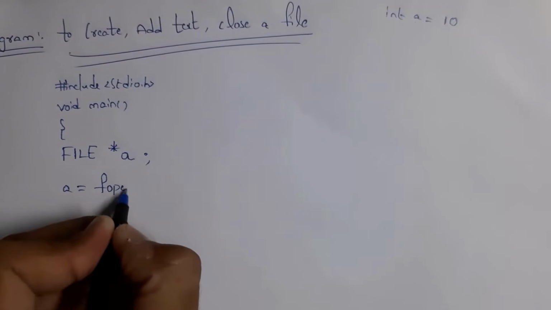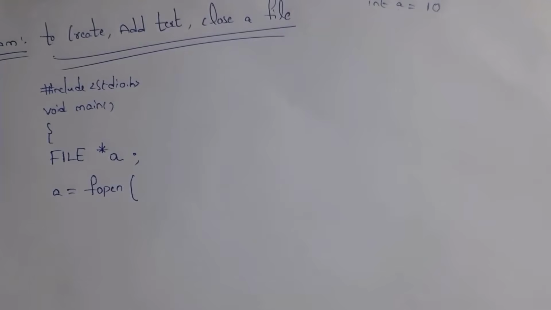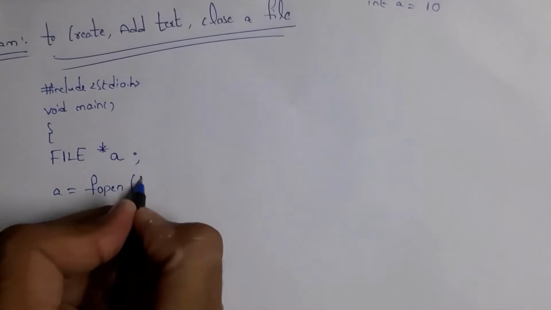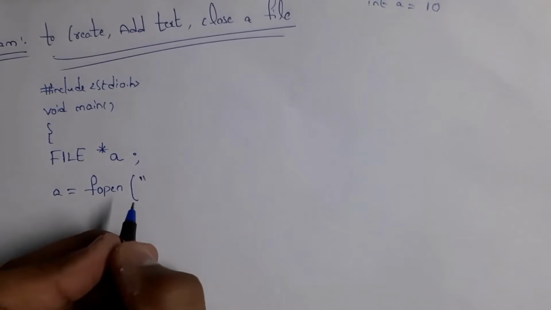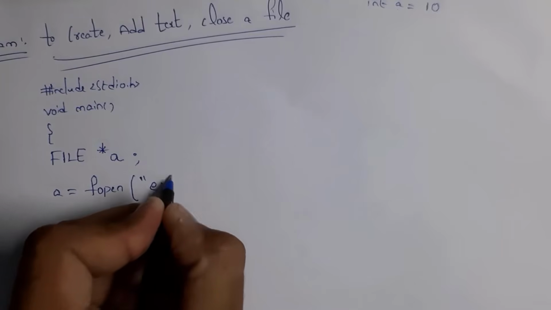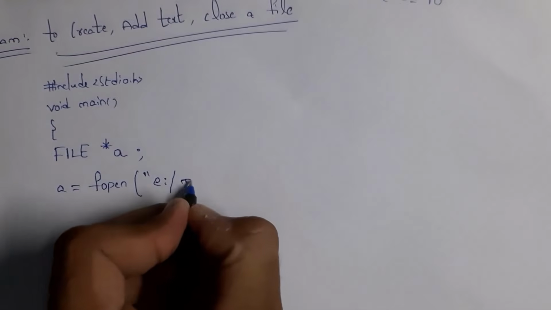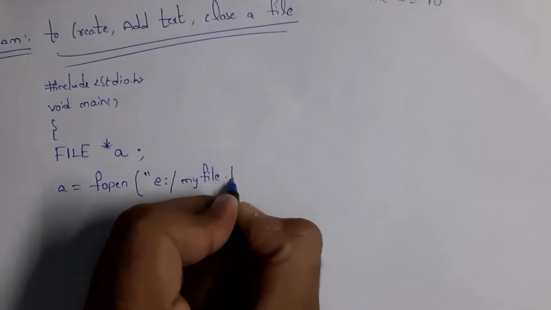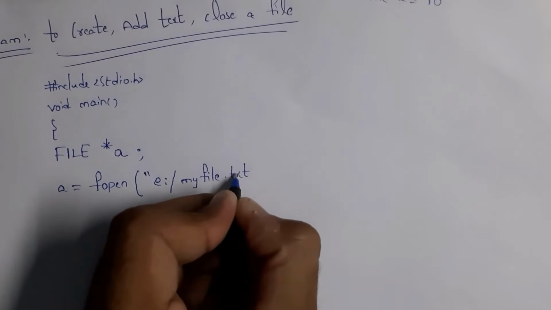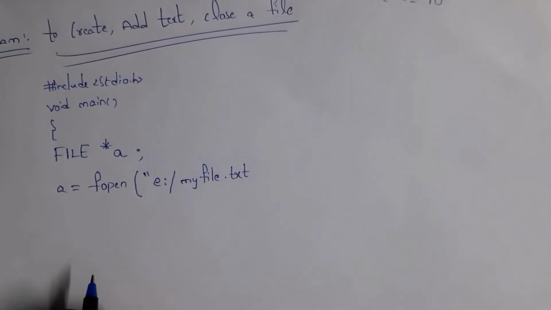I already said before, by using the fopen function we can create a new file. If a file is already present in our system, then we can open that file. Now I want to create a file in local disk E. So I am giving the address local disk E and the file name as myfile.txt, because I am creating a text file now. I wrote .txt here, where txt stands for text file, comma.